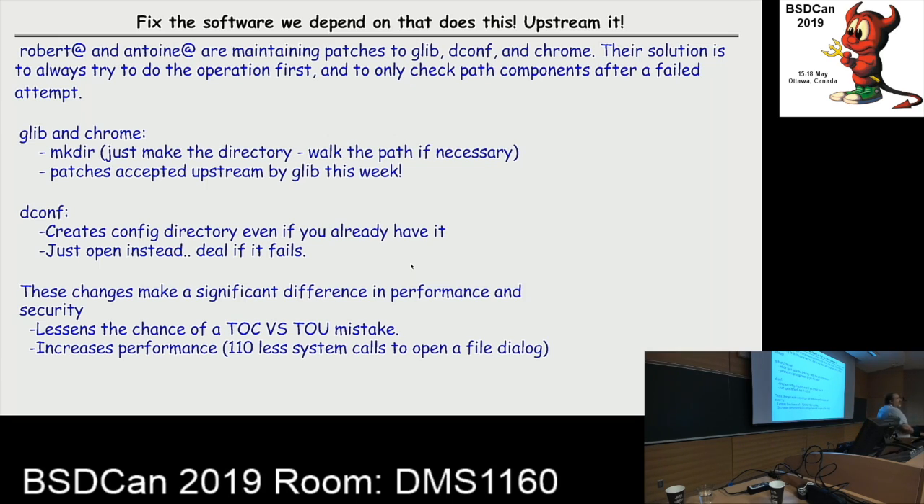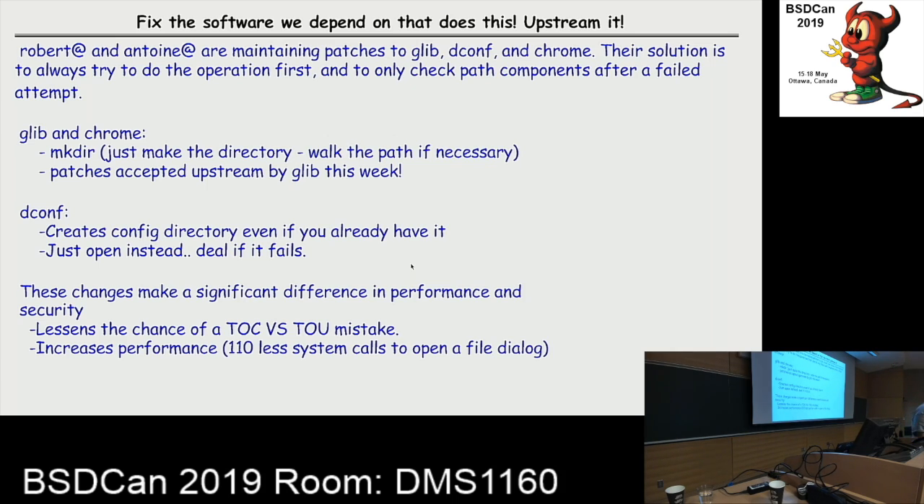Just do the operation first, try the OpenDir, and if that fails, and you need to do magic for some reason, then you can go walk the path. It doesn't matter, but just try to open it first. So with glib and Chrome, it was just make the directory, walk it if necessary, and fascinatingly, this week, glib accepted Robert's patches upstream, so it no longer does this. Yay! It does not do stat, access, stat, access, stat, access.